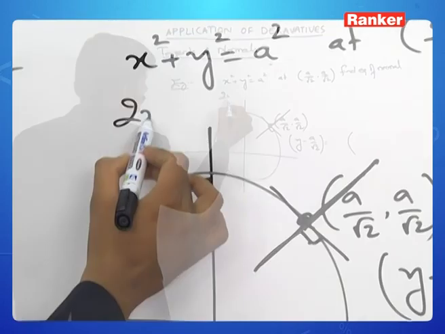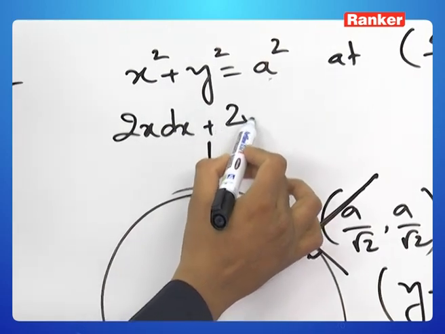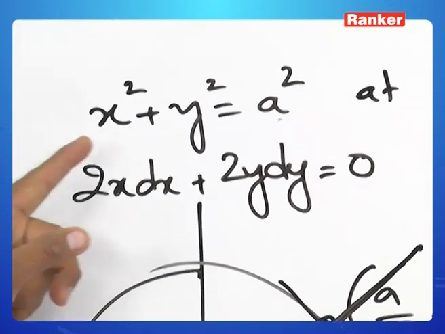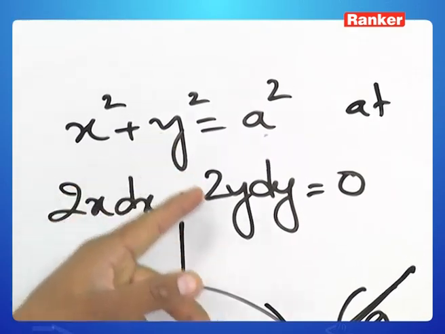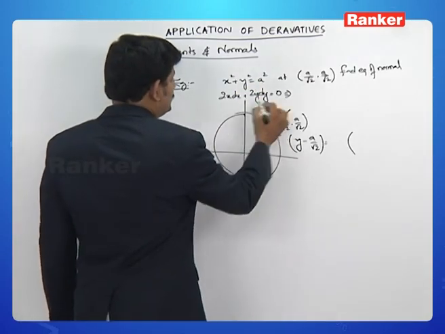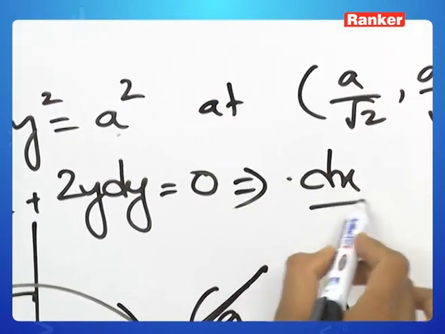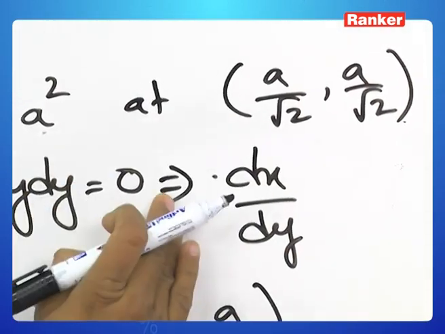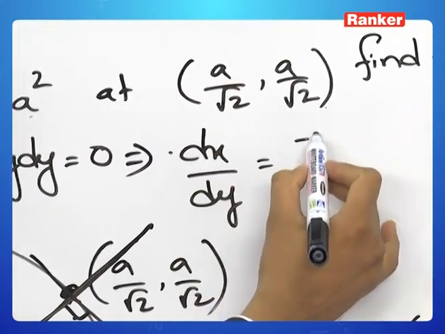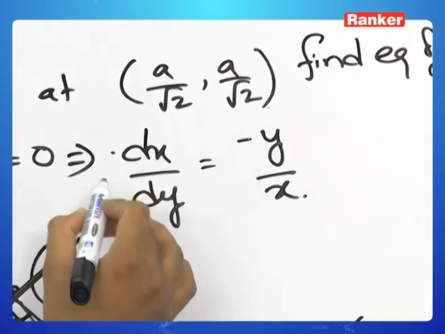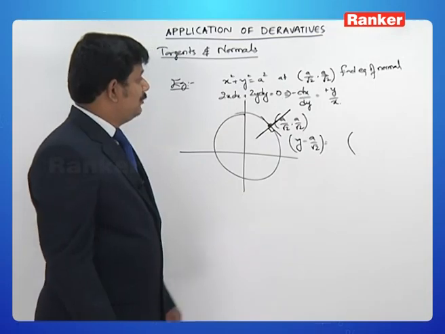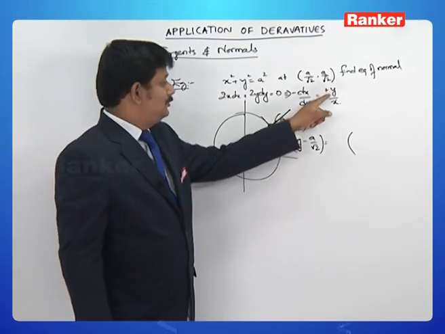Differentiate the curve. 2x dx plus 2y dy is equal to 0. Derivative of x square is 2x dx, y square is 2y dy, a square is a constant, so it is 0, which implies dy by dx is equal to minus x by y. Taking dy to the other side, dx by dy is equal to minus y by x, so minus dx by dy is equal to y by x.